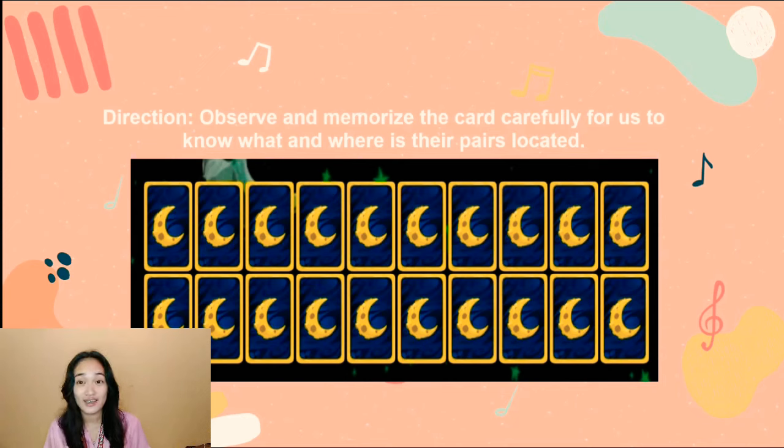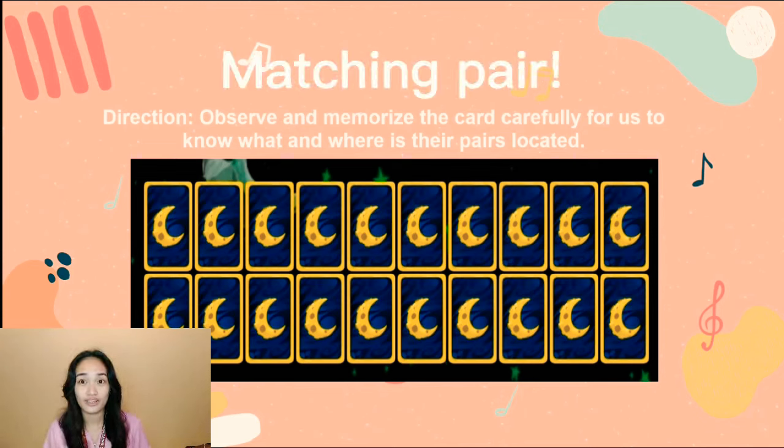When I say clear, you will say crystal. And when you say crystal, you will say clear. Are we clear? Crystal. Very good. This game is called matching pair. I will click the card and open it to see what note or rest it contains. Reminder, learners, observe and memorize the cards carefully for us to know what and where their pairs are located. Are we clear? Very good. Now, let's start.